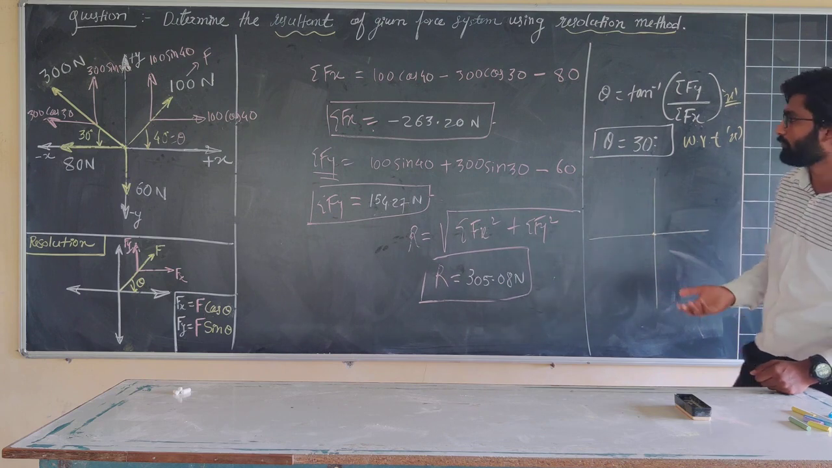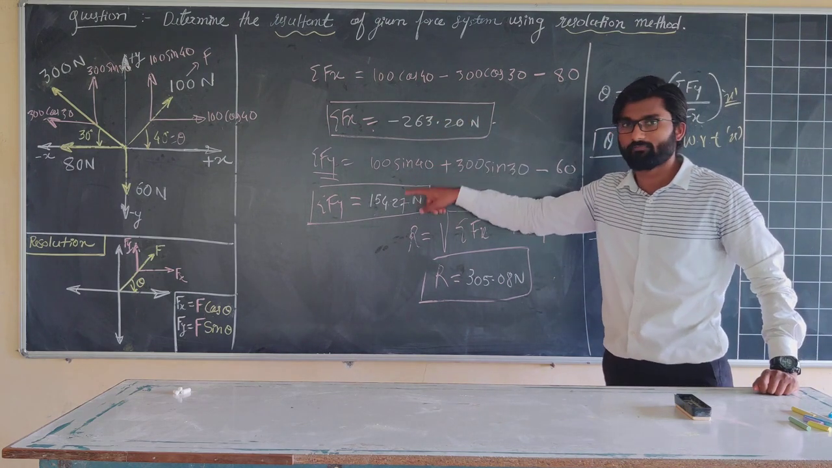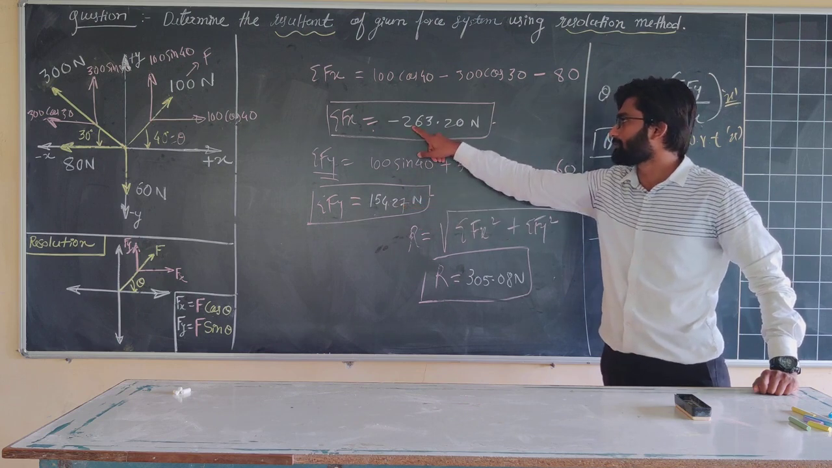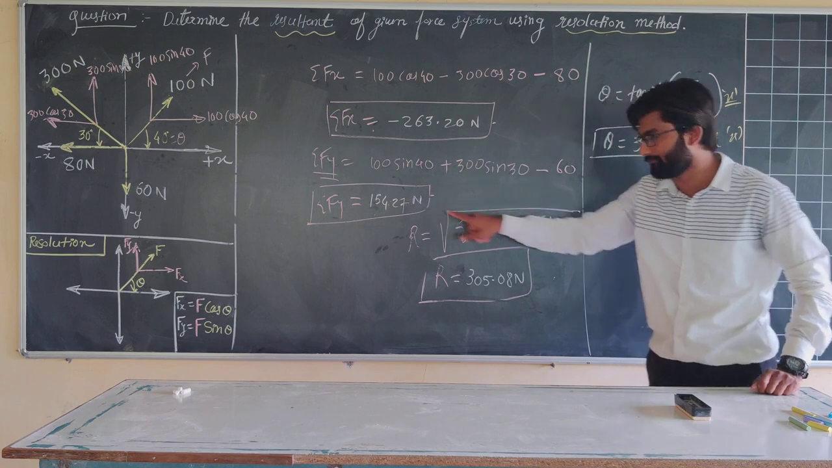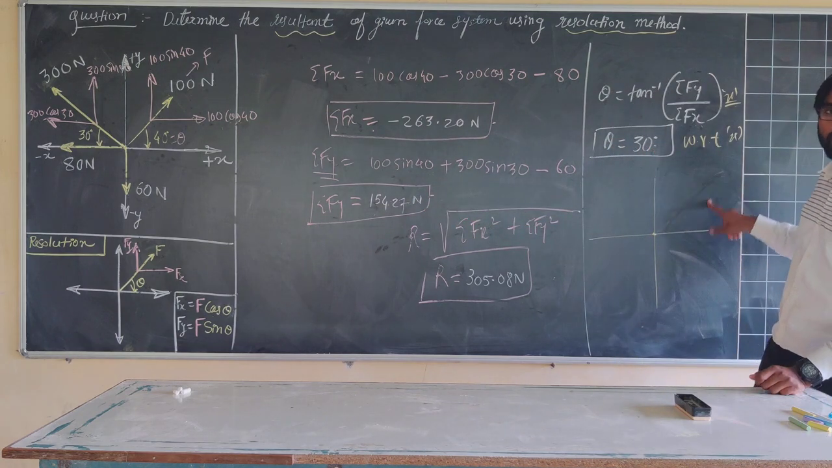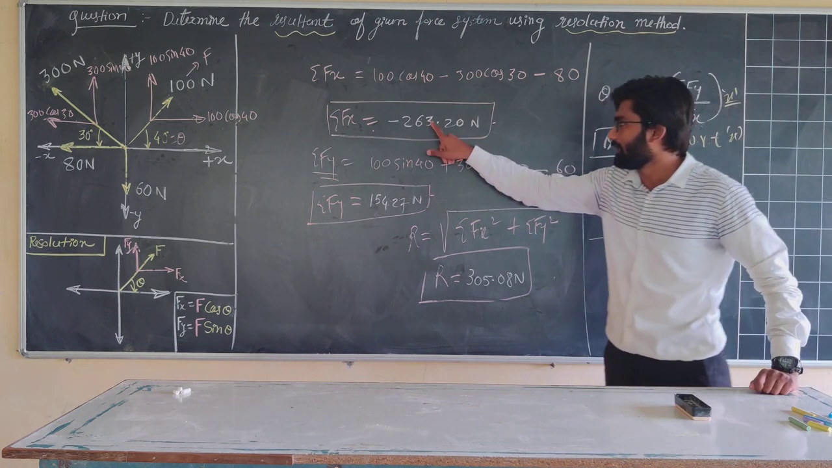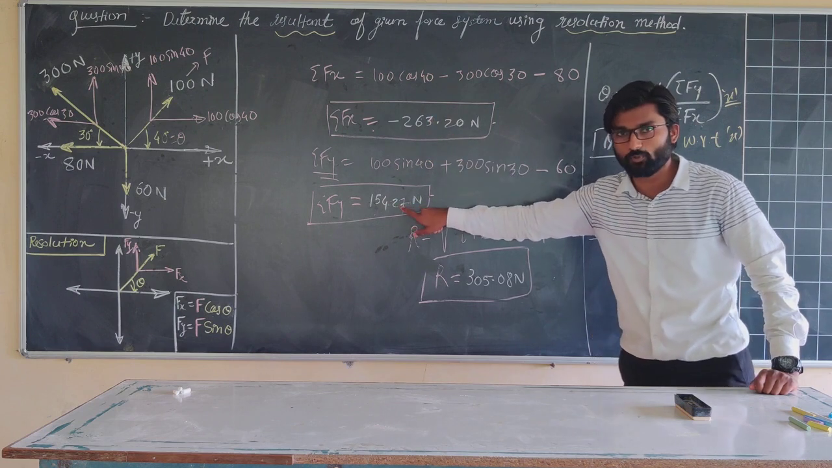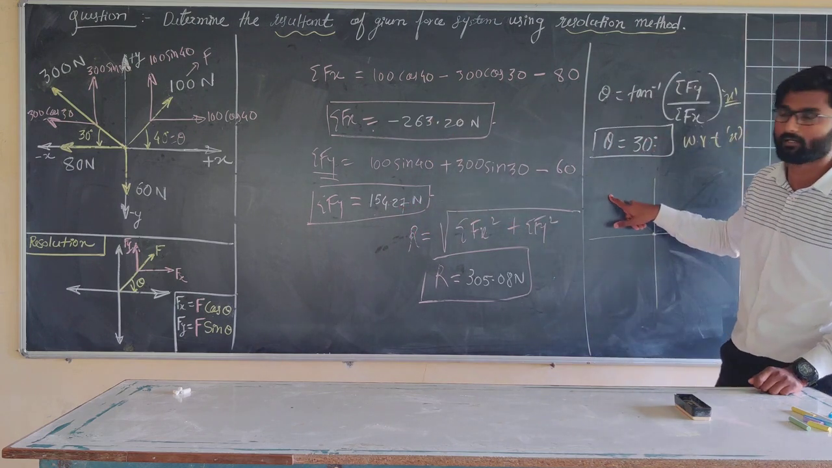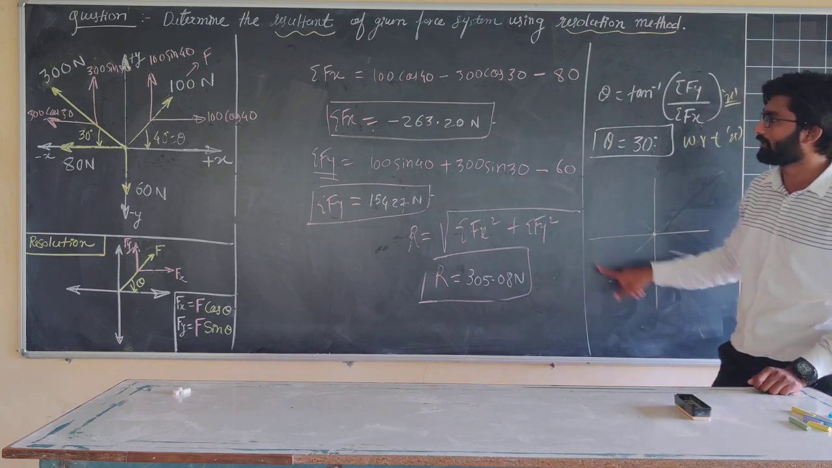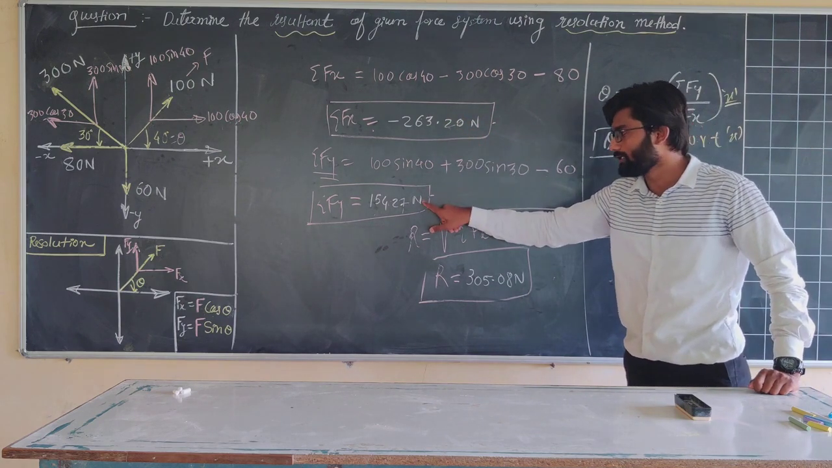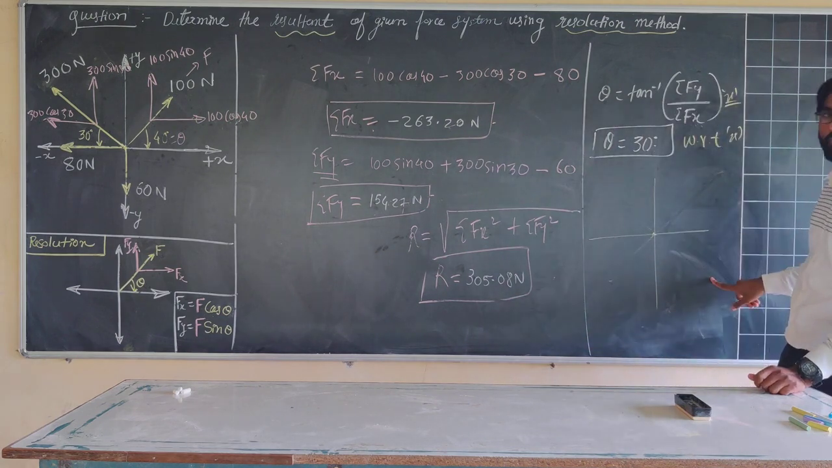For that, we have to check the signs of summation of Fx and summation of Fy. If summation of Fx and summation of Fy are both positive, then the resultant will act in first quadrant. If x is negative and y is positive, the resultant will act in second quadrant. If x is negative and y is negative, it will act in third quadrant. If x is positive and y is negative, the resultant will act in fourth quadrant.